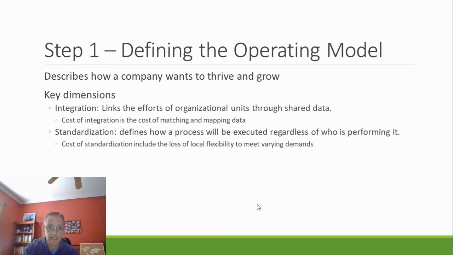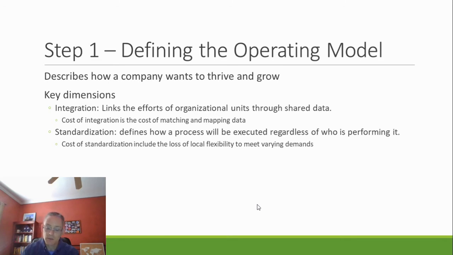So step one, defining that operating model. There are two dimensions that each type of business goes off of, and we'll briefly go over those. Your book's going to go into a lot more detail. Integration: across your organizational units, how are they sharing data? The cost of integration is typically the cost of matching and mapping data across the businesses. And standardization: from a process standpoint, how is everything going to be executed, regardless of who's performing it? How does it get executed? There's a cost associated with standardization, and that's the loss of local flexibility to meet varying demands.